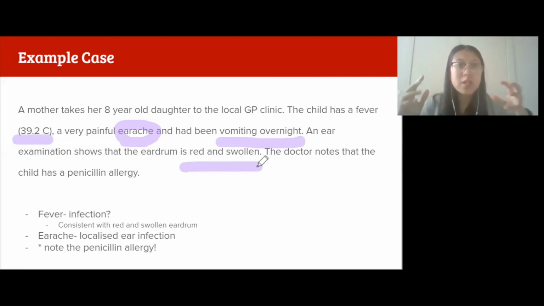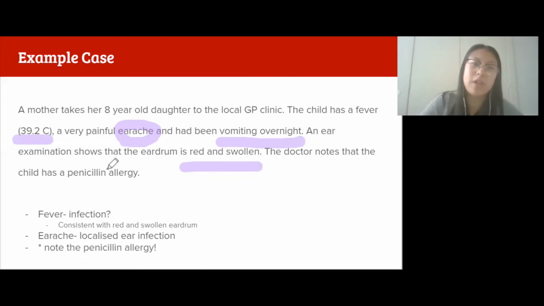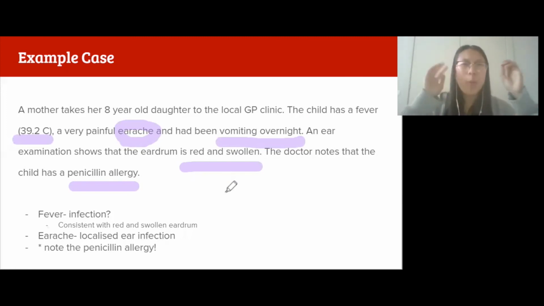So we've got an infection. You've got the redness, you've got the swelling, and you've got the systemic symptoms, being that fever and the vomiting overnight. She's got a very painful earache. It's probably a localized ear infection. And another thing not to forget about is that penicillin allergy, because that's going to have an impact on whatever prescribing or whatever drugs we do. Anyways, so we've narrowed it down. We're thinking she probably has an ear infection, and it's systemic because there's some other symptoms associated with it. Where do we go from here?